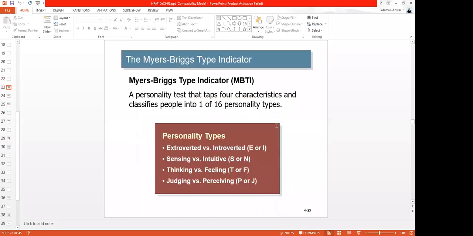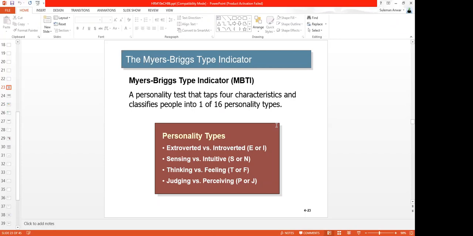When we talk about personality assessments, there are many tests available. Some few important tests I have placed in our today's session. The first test we're going to talk about is Myers-Briggs Type Indicator, commonly known as MBTI. Myers-Briggs Type Indicator, it says a personality test that taps 4 characteristics and classifies people into one of 16 personality types.